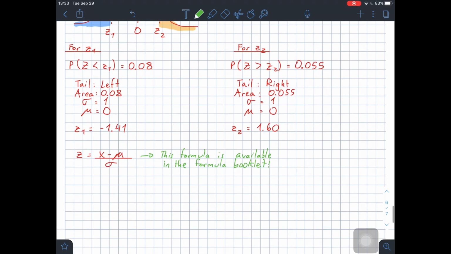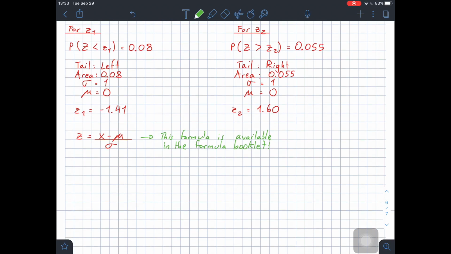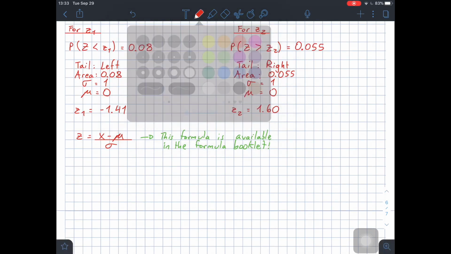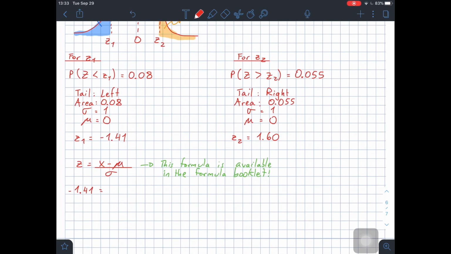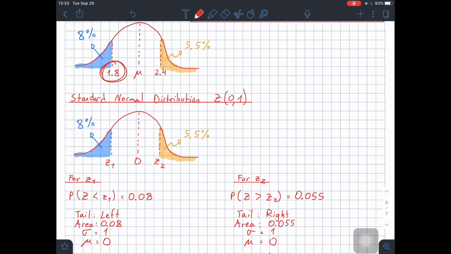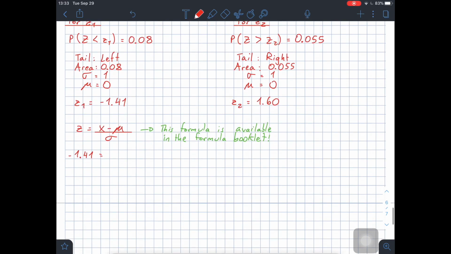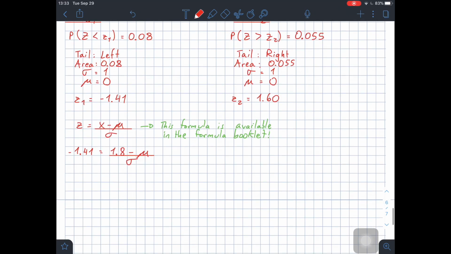Okay, there you go. So for C1, we're going to say that a negative 1.41 must be equal to, for x, we're going to write the respective x original value, which is 1.8. So 1.8 minus the mean over standard deviation. And this would be our equation number 1. This is our first equation. We have two variables here, mean and standard deviation.